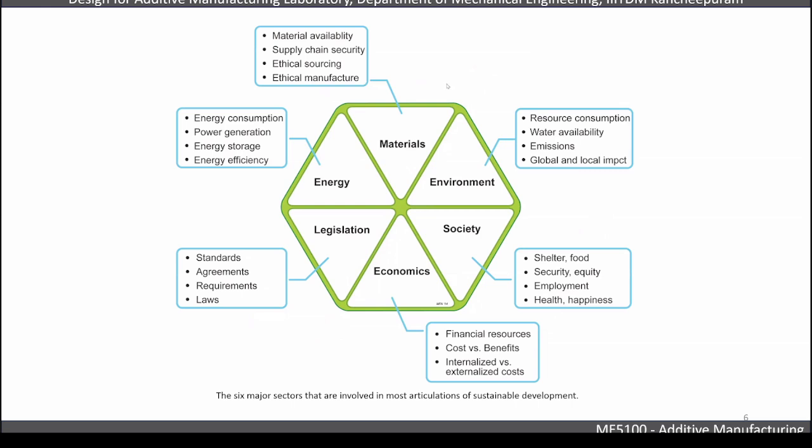So if you look at that, supply chain security, material availability, ethical sourcing, and ethical manufacture are part of the materials pie, whereas resource consumption, water availability, emissions, and so on form the part of the global impact, right? And economics is about financial resources, cost versus benefits, so internalized versus externalized costs, right? And then the regulations, laws, and standards come under legislation, and then energy, like how efficient we are with respect to that.